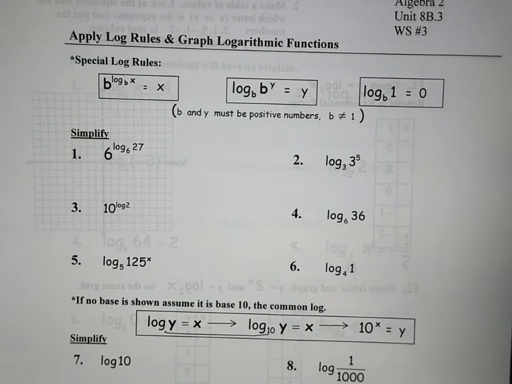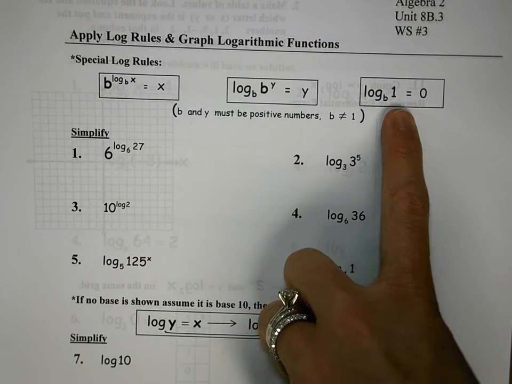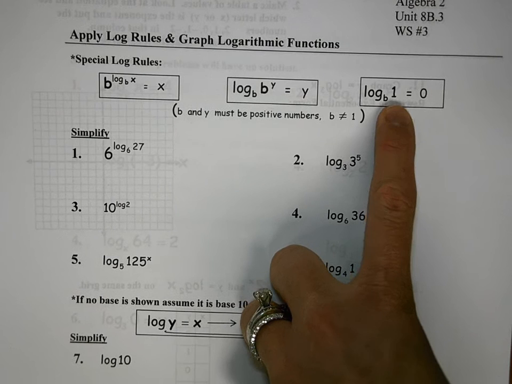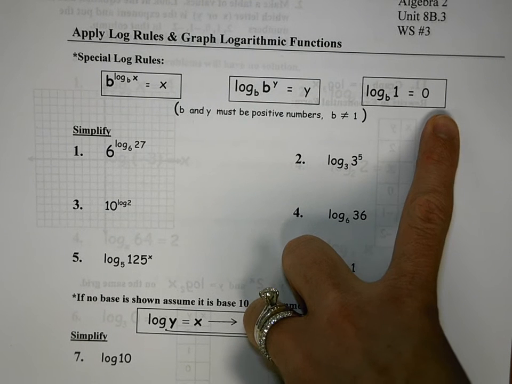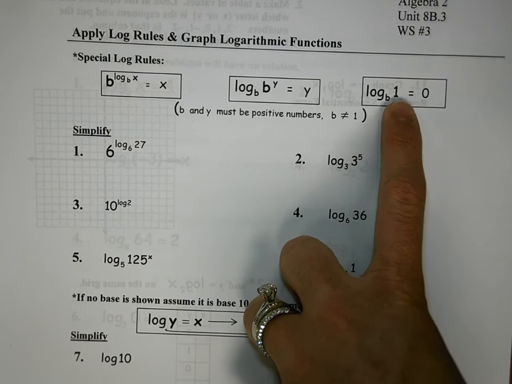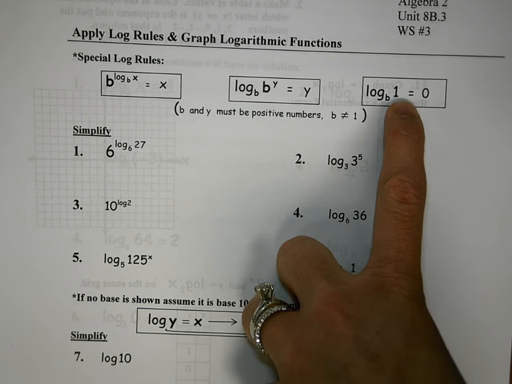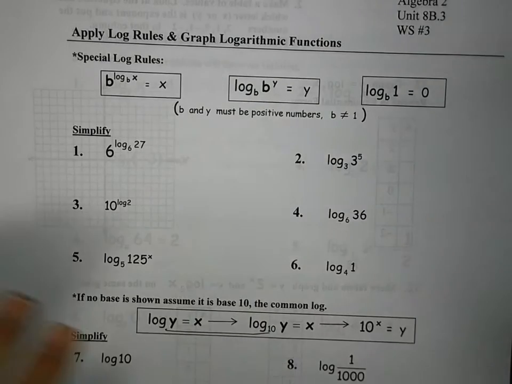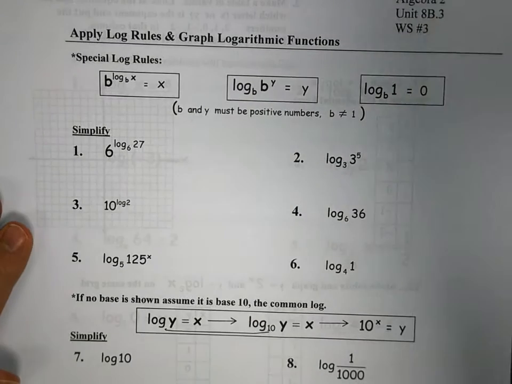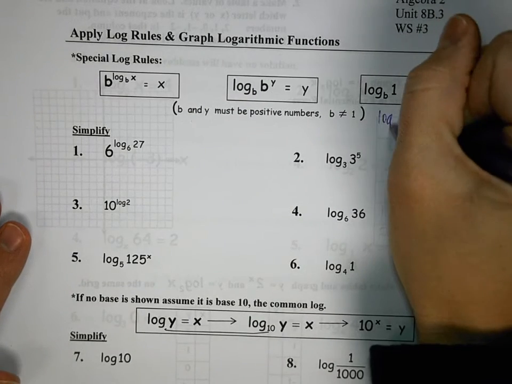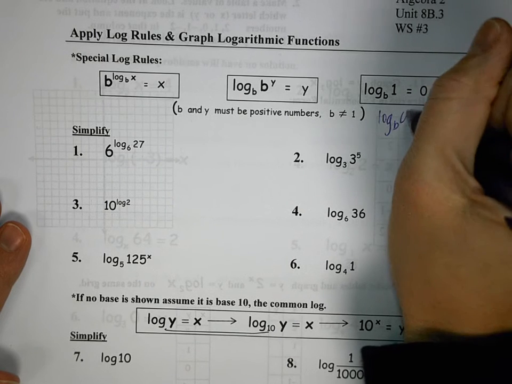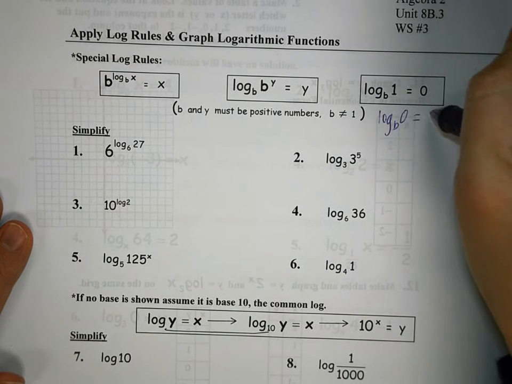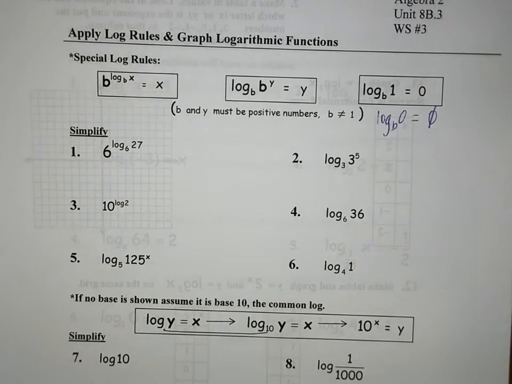Also, yesterday when we were working on our log facts, we found out that anytime you have 1 in this spot, the answer is 0. If we ever have 0 in this spot, what's the answer? No solution. Okay? So you might even want to write that one down too. If you had log base b of 0, that answer will always be no solution.